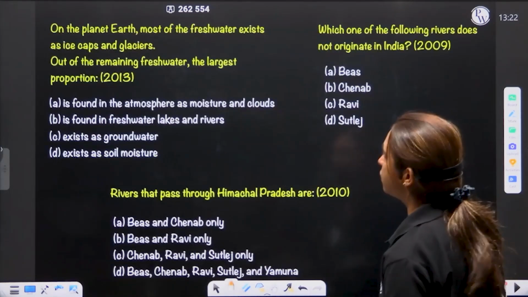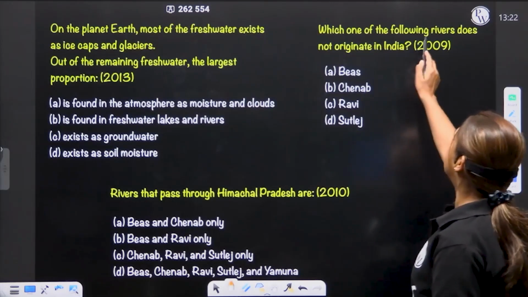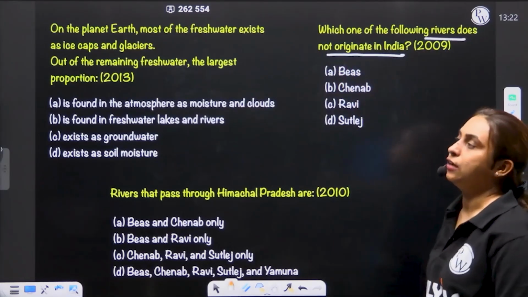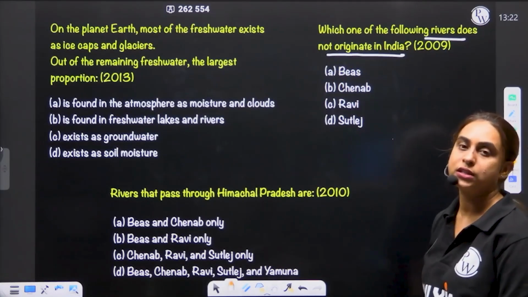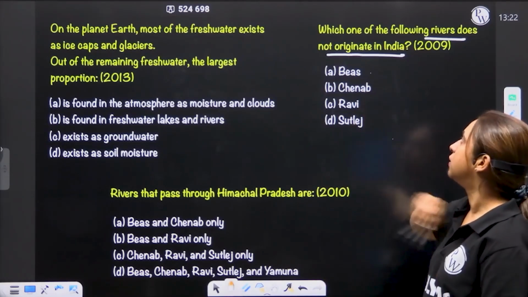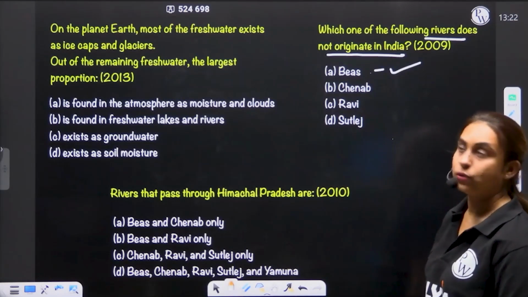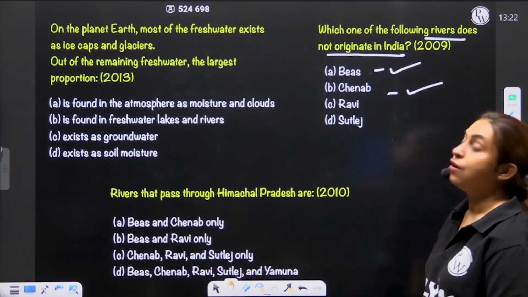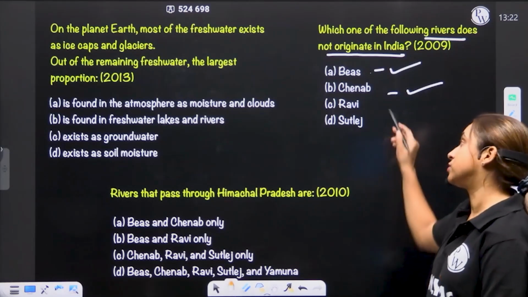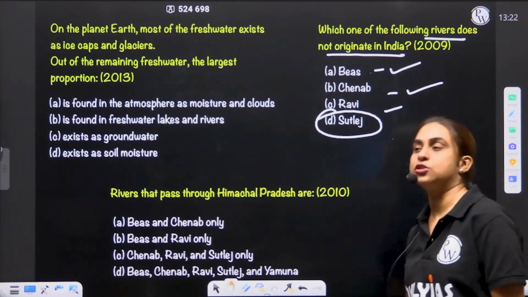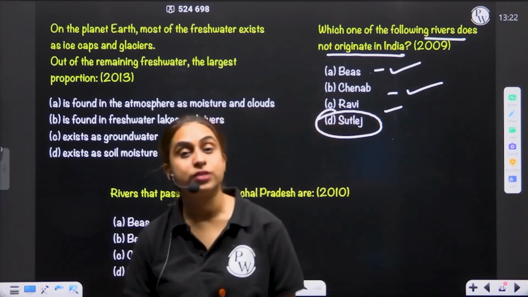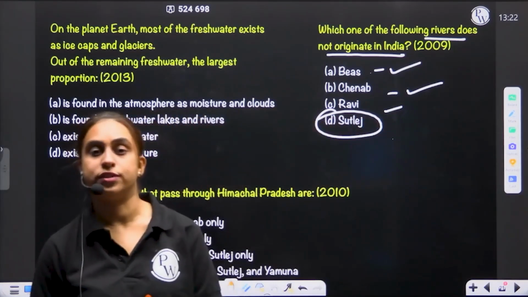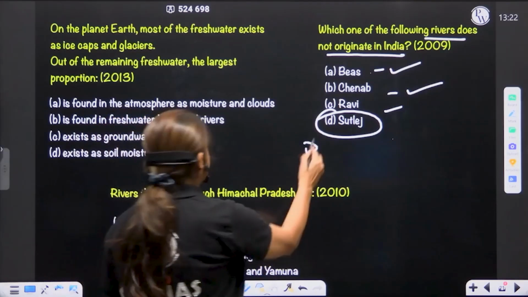There was also this question: which of the following rivers does not originate in India? This is actually from the Indus River System. Beas originates in India, at Beas Kund. Chenab, there's Chandra and Bhaga, that is originating in India. Ravi, Rohtang Pass, it originates in India. It is Sutlej. Sutlej does not originate from India. Sutlej originates from Rakshastal near Mansarovar, which is there in Tibet. So the answer is D.